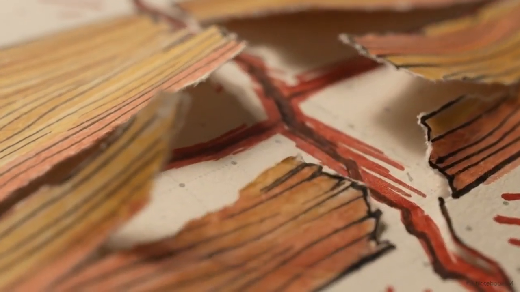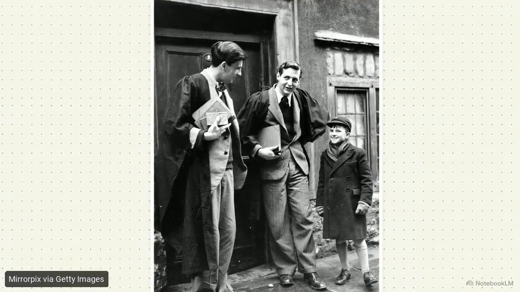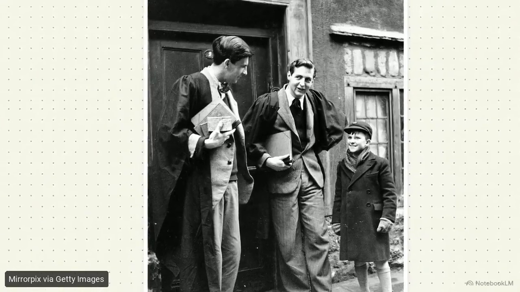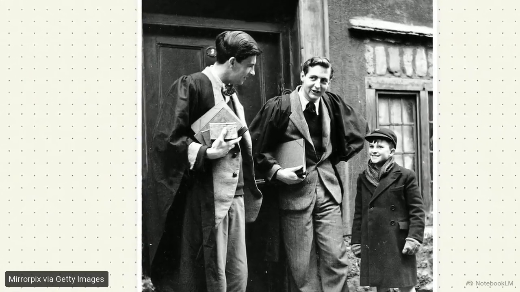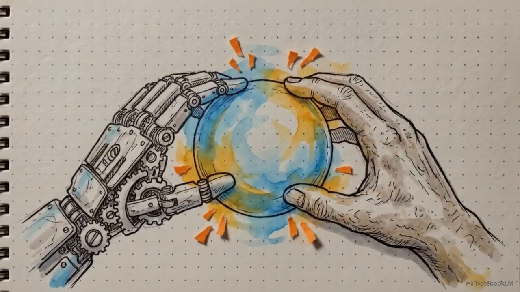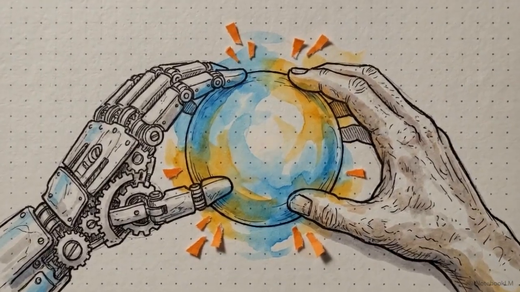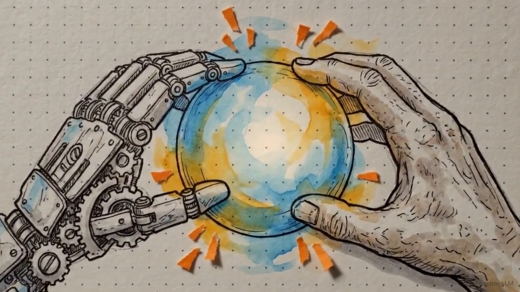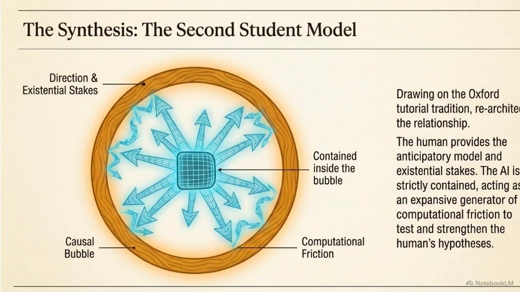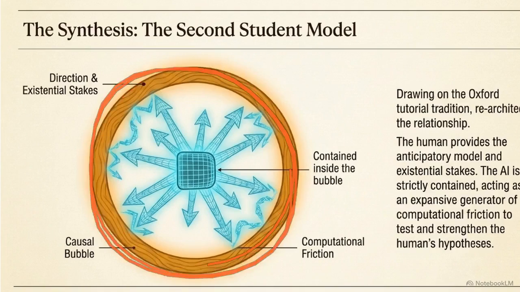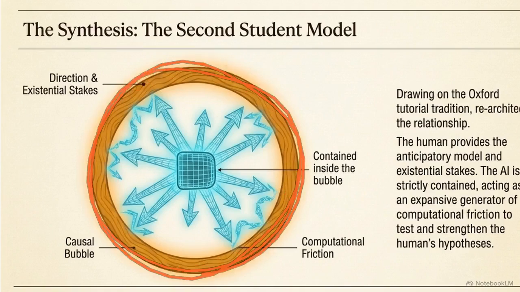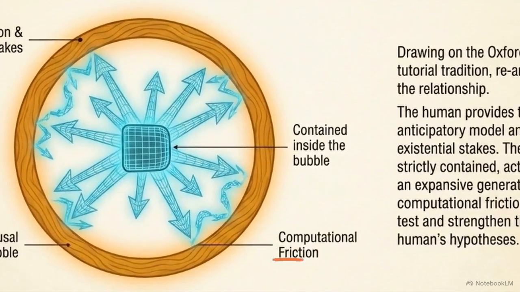To fix this, we have to completely re-architect the relationship, drawing inspiration from the classic Oxford tutorial tradition. Instead of treating the AI as an oracle that hands down answers, we treat it as a sparring partner. This schematic demonstrates how that works in practice. We cast the AI in the role of a second student, strictly contained inside the user's circular wood-grain causal bubble. The machine's job is to generate computational friction against the human's ideas, not to replace them.